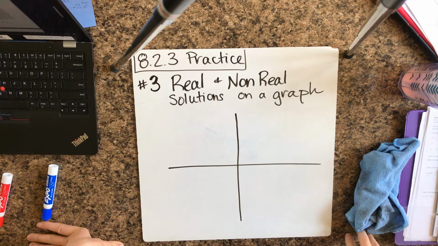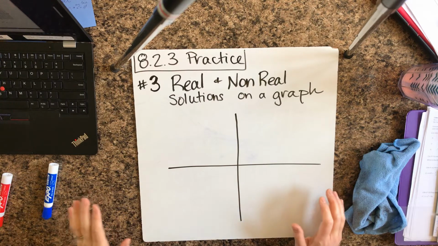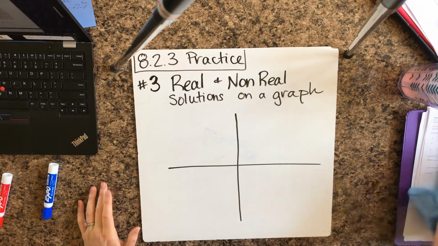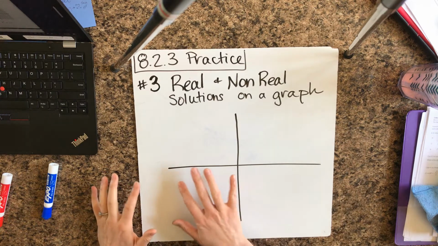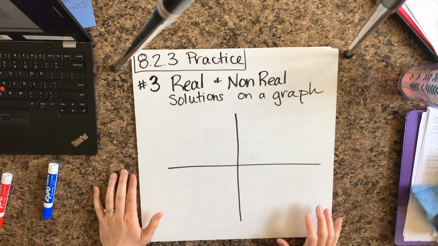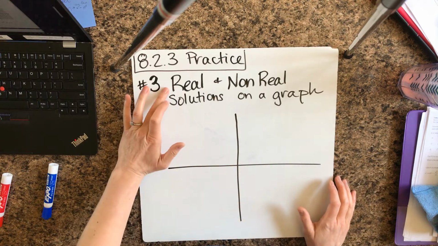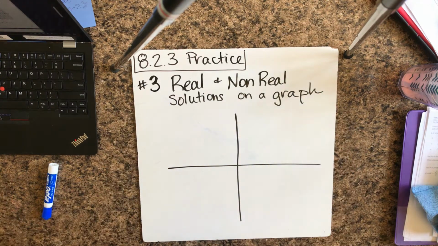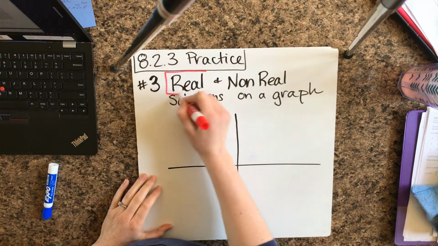All right, I'm going to be talking to you guys about how to graph real and non-real solutions. And I'm not talking about graphing specifically, I'm just talking about sketching a graph here. So I don't really care even where it crosses the x or the y. I'm just trying to figure out when I'm looking at this graph, how can I identify if the solutions are real or non-real?